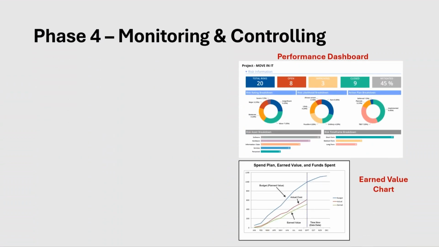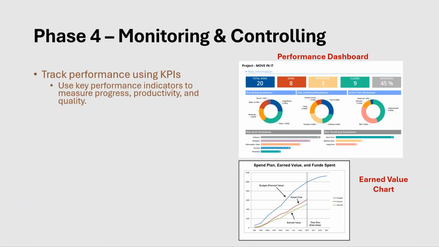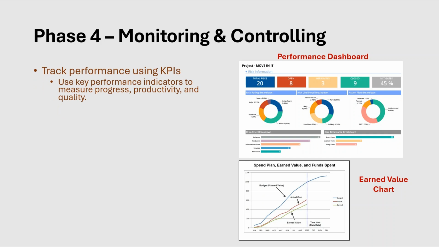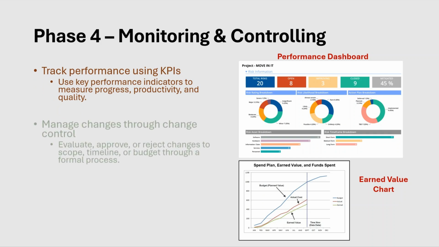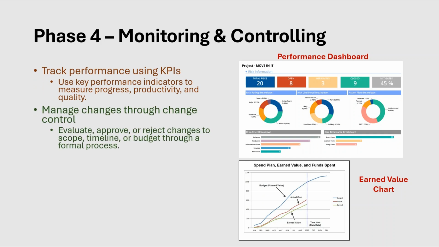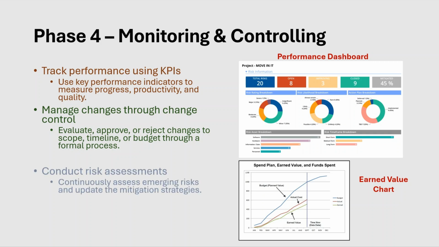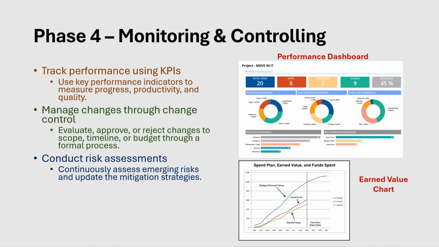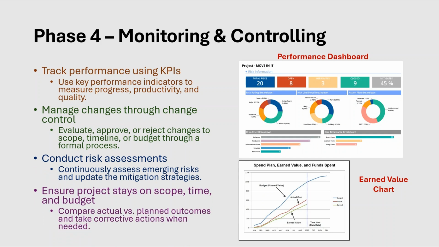Phase 4 focuses on keeping the project on track through constant evaluation and control. First, we track performance using KPIs. Key performance indicators help measure progress, productivity, and quality. Second, we manage changes using a formal change control process. This allows us to assess the impact of changes to scope, schedule, or budget before approval. We also conduct regular risk assessments, identifying new risks and updating mitigation strategies as the project evolves. Finally, we make sure the project stays on scope, time, and budget by comparing actual progress to the original plan and adjusting where needed.